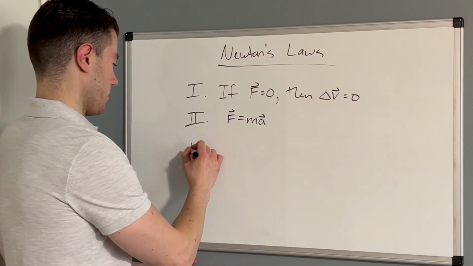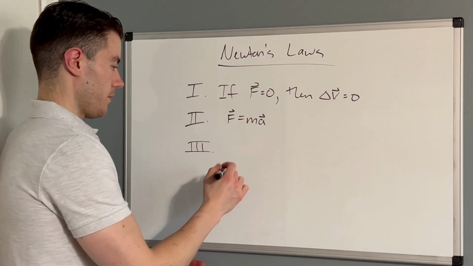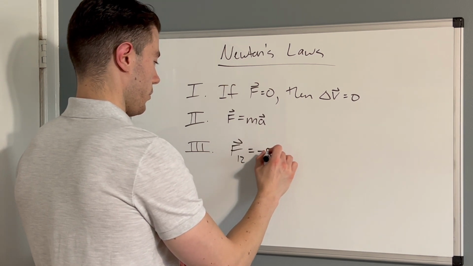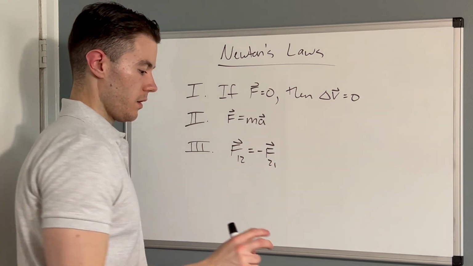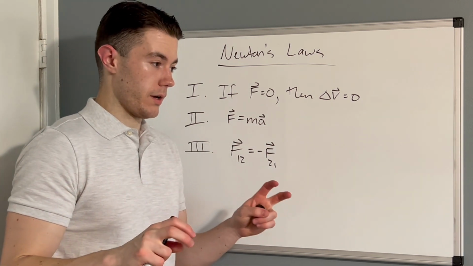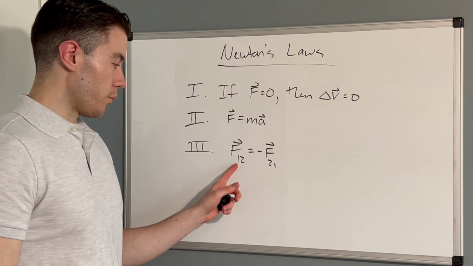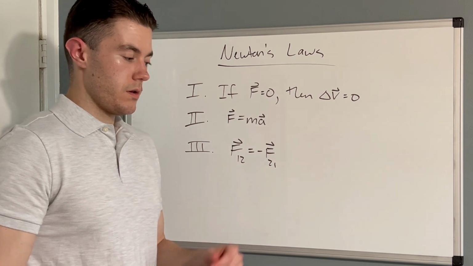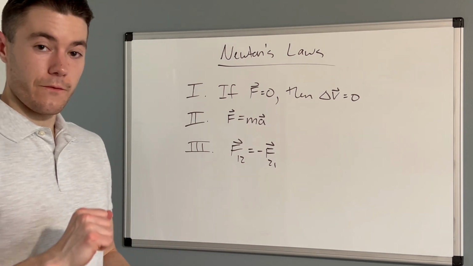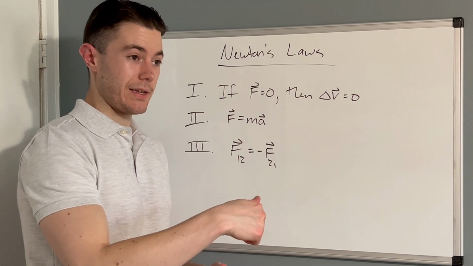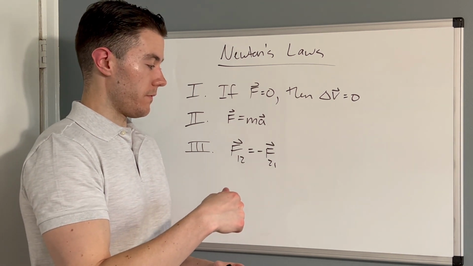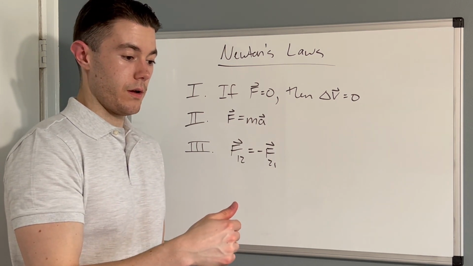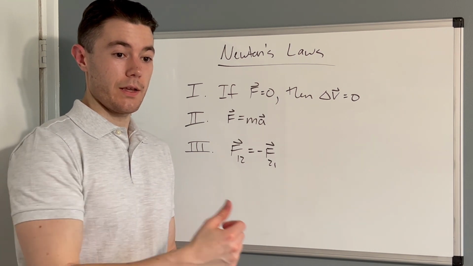And then Newton's third law is that, you may have heard it colloquially, people say things like every action has an equal and opposite reaction. If there are 2 bodies, 1 and 2, the force from the first body imparted into the second is equal to the force of the second body imparted back onto the first body in the opposite direction.